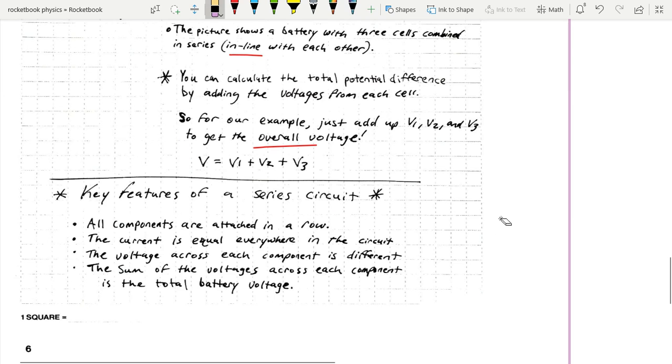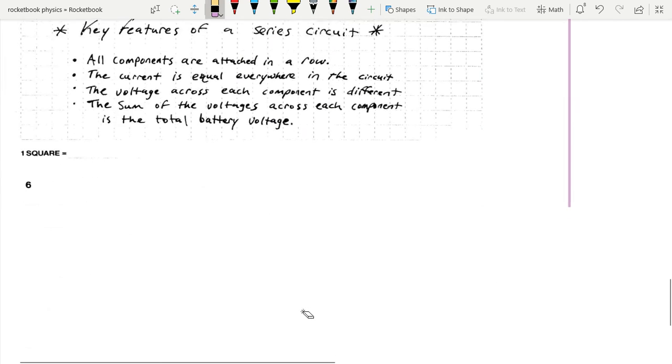So if you had a 9-volt battery and you ran that 9 volts through all your components, and you calculated each component and said, okay, this component 2 volts, this component 3 volts, this component whatever, when you added them all up, they're going to equal the total battery voltage. In that case, it was 9 volts. That's the idea. So this covers it.